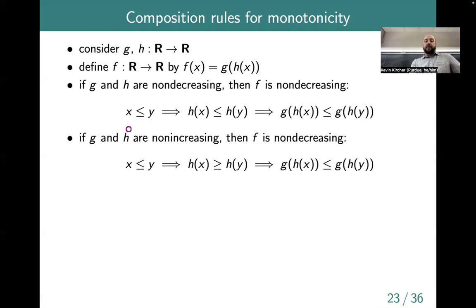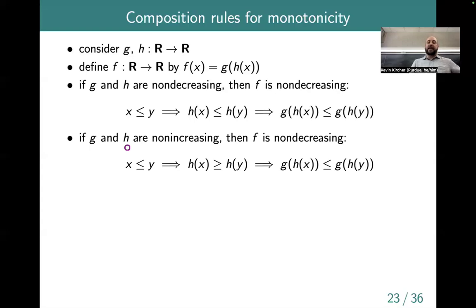If g and h are both non-increasing, then f is again non-decreasing. You can see this. Because h is non-increasing, remember a non-increasing function is going to flip the direction of the inequality. So this says if x is smaller than y, then h of x will be bigger than h of y. And then for g, again non-increasing, so we flip the direction of the inequality again, and we get that g of h of x is going to be less than g of h of y. So we had one flip from the non-increasingness of one function and another flip from the other one. 2 flips gets you back to the original monotonicity.